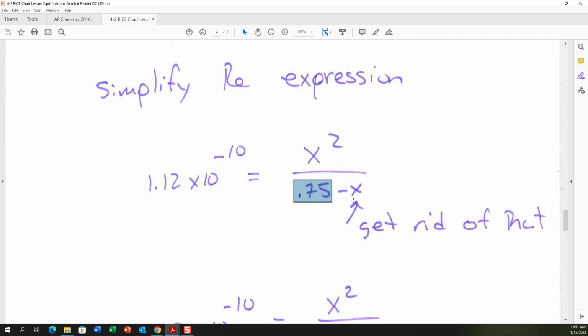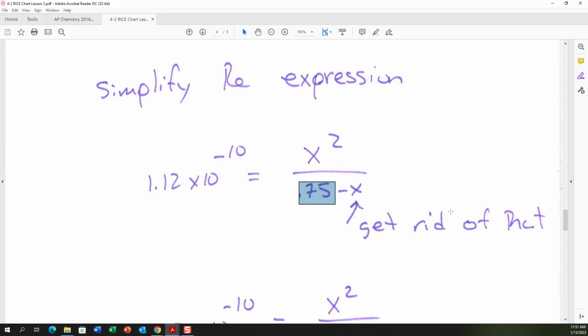Okay, we call this the 5% rule. And basically what it says is if x is less than 5% of what you're subtracting it from, or you might be in a situation where you're adding x to a number, but if x is less than 5% of what you're subtracting it from or adding it to, you are allowed to just get rid of that and just use the original value. All right, and so that's what we're going to be doing.